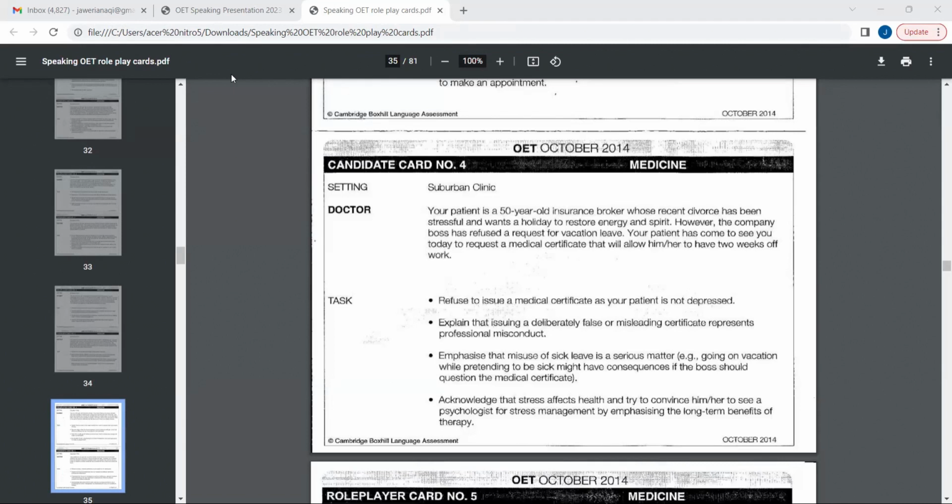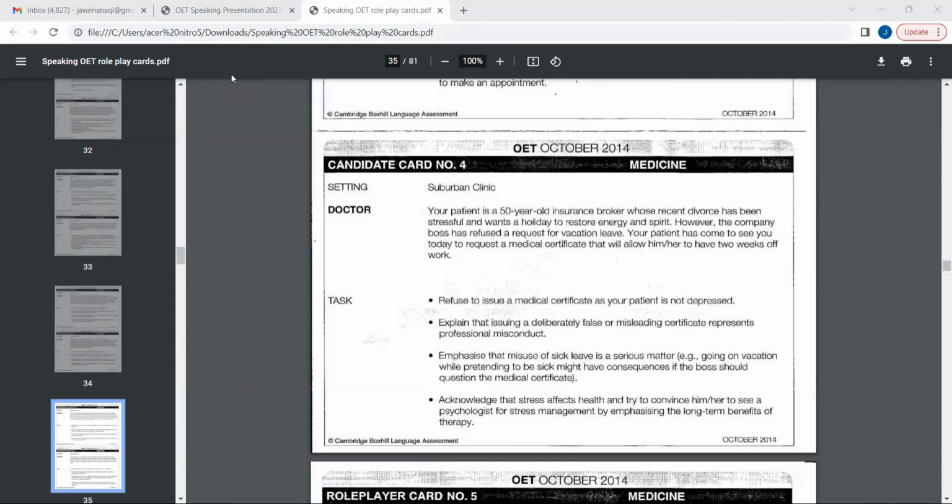So doctor, I just recently went through a divorce. It was extremely stressful, and I think I need a holiday to restore my energy and improve my spirit. But my boss has refused to give me vacation leave. So I've come to see you to request a medical certificate that would allow me to have 2 weeks off work. Can I please obtain that certificate, doctor?